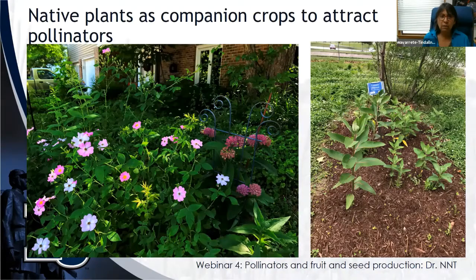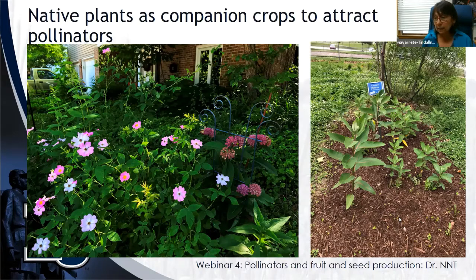That's another combination. Native plants can also be companion crops to attract pollinators. We talked about pollinators last week. Again, the webinar 4 will be available if you haven't seen it. If you can see, we have flowers in our yard. This is a shaded garden, but bumblebees, you might not be able to see it, went from purple milkweed to the climbing rose that we have.